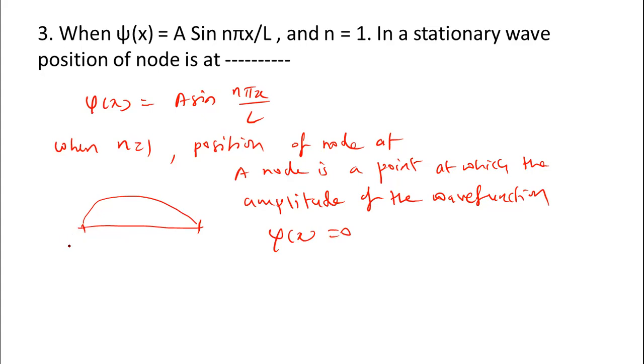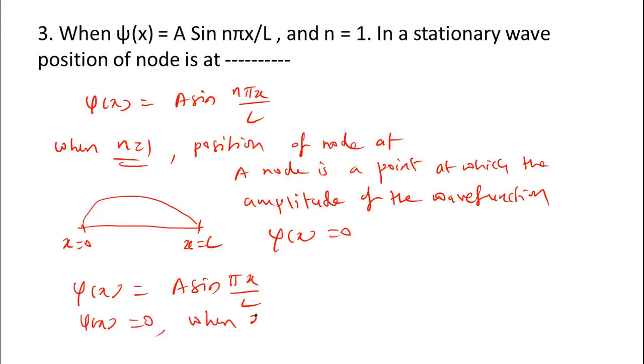Suppose that it is x equal to 0 here and x equal to L here. The equation which is given here is psi x equals a sine n pi x upon L, where n equals 1. So let us put n equal to 1 into that equation. So psi x equals a sine pi x upon L. Now psi x becomes equal to 0 when x equals 0.